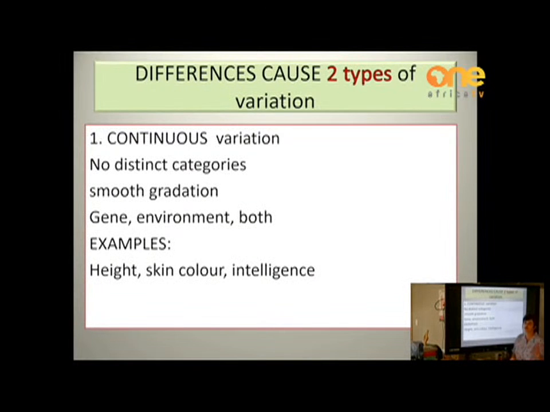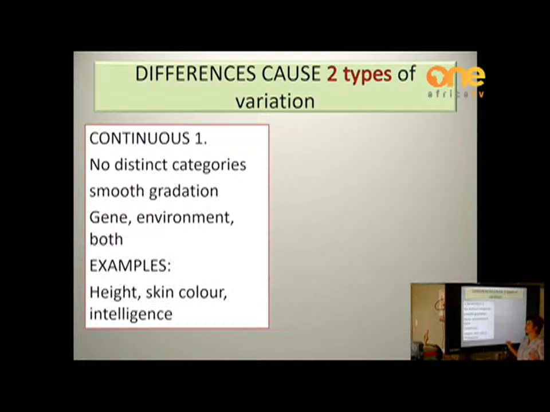We have two different variations. It can be continuous variation, which means there is no distinct category. It is smooth gradation. It can be caused by the genes and the environment, or by both. What am I talking about? I'm talking about height, skin color, intelligence, and there are many more variations.